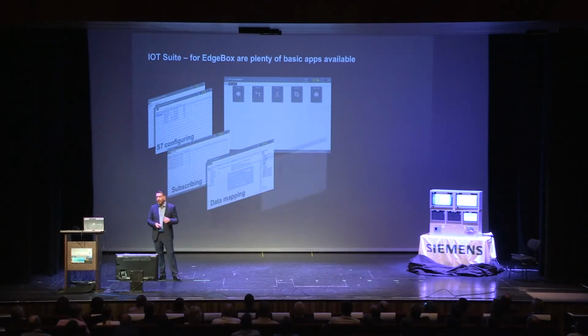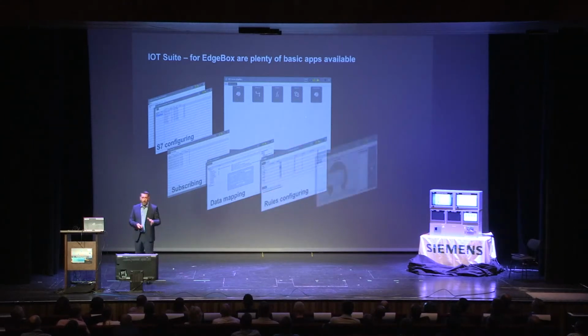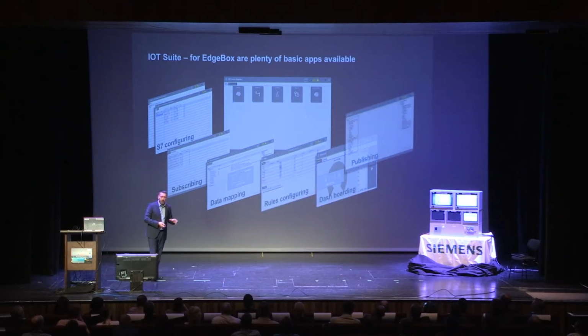There are for sure already apps available for connectivity for a 7 Plus. You can have a subscribing app to subscribe to other devices. There's some basic functionality like data mapping and a rules engine inside. And for sure there's also an app for dashboarding to visualize the information. And last but not least, a publishing app in order to publish information collected by the box that you want to share with other devices or systems inside your environment. But we will see this later on in the live demonstration, much more intensively.